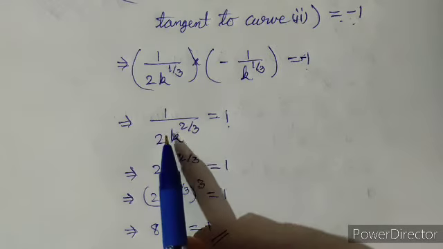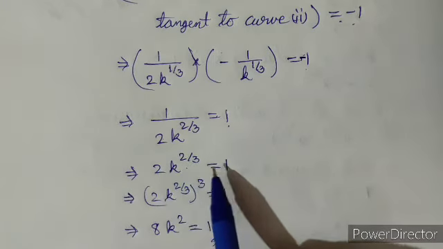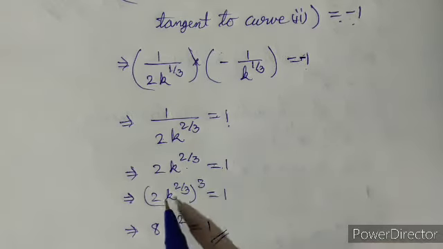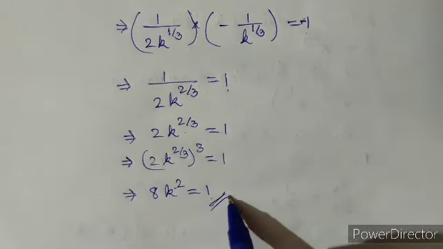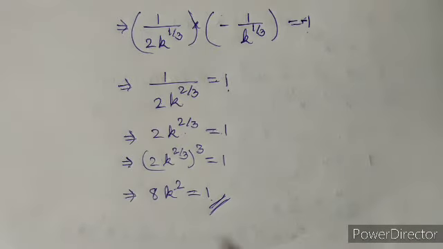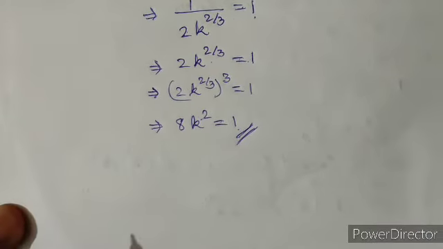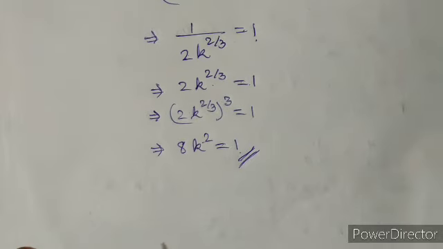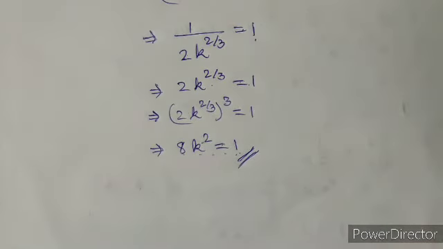Now this will give us, on cross multiplication, 2k raised to power 2 by 3 equal to 1. On taking cube of both sides, we will get 8k square equal to 1, which we have to prove. Thus we can say that the tangents are perpendicular to each other at the point of contact, or the tangents cut each other at right angle only if 8k square is equal to 1.